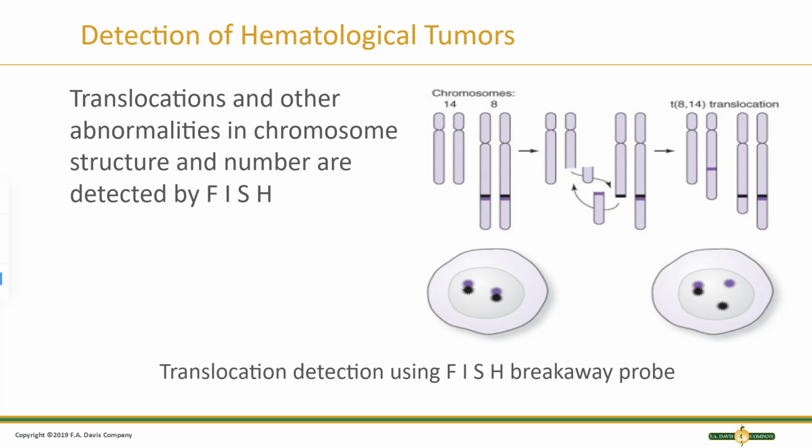Detection of hematological tumors: translocations and other abnormalities in chromosome structure and number are detected by FISH. Translocation detection using FISH breakaway probe. And we talked about these previously in this class, where if they appear as separate, then they have the translocation.